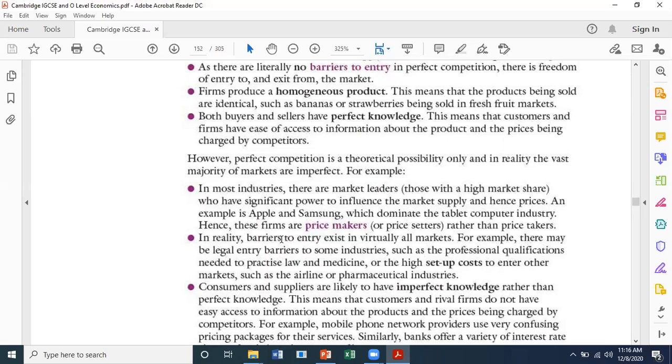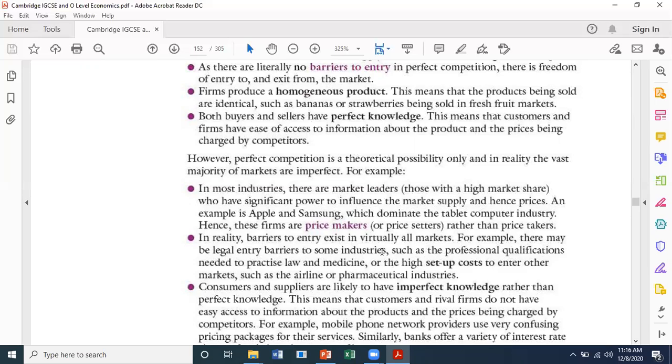Second, in reality, barriers to entry exist in virtually all markets. For example, there may be legal entry barriers to some industries, such as the professional qualifications needed to practice law or medicine, or the high set-up costs to enter other markets, such as the airline or pharmaceutical industries.